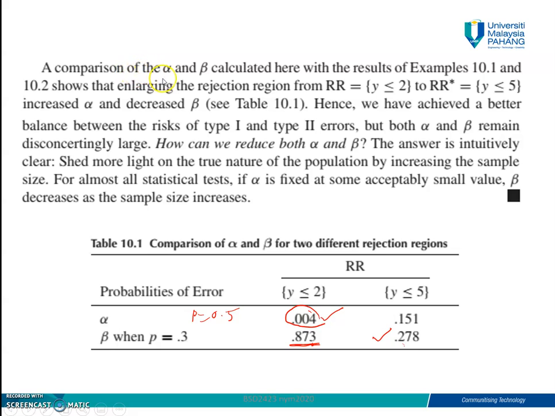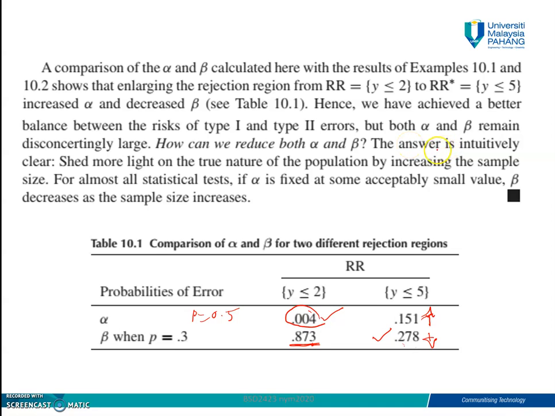A comparison of the alpha and beta calculated here with the results of examples 10.1 and 10.2 shows that if we enlarge the rejection region from y less than or equal to 2 to y less than or equal to 5, you can see that alpha increases and beta decreases. Increase this one, decrease this one. Hence we have achieved a better balance between the risk of type 1 and type 2 error, but both alpha and beta remain disconcertingly large.